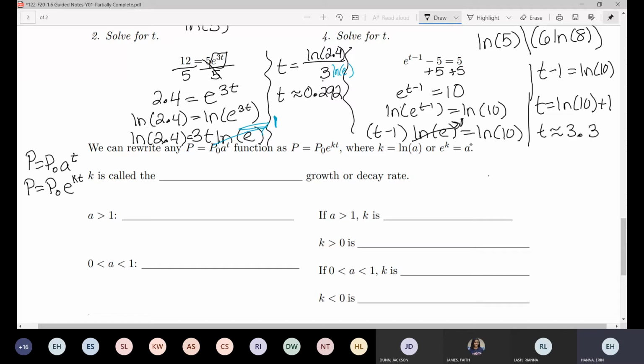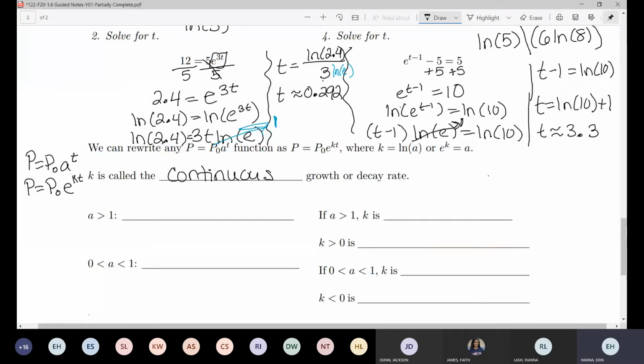Now, in these cases, we have these relationships between essentially the thing with the k value and the thing with the a value. And I'll talk about that a bit more in a second. But this k value is going to be called the continuous growth or decay rate. So at this point, moving forward, we might see one example in 1.7, if I can scrap it in there real quick.